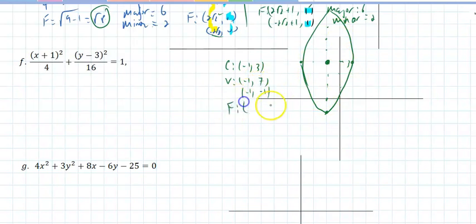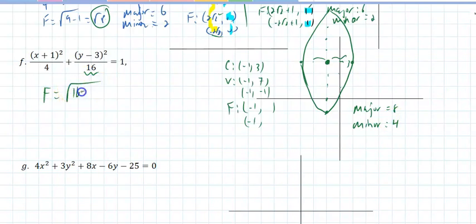The foci, I'll get those in a minute. They are at x equal negative 1. And the major and the minor. The length of the major axis is, you went 4 above, 4 below, that's 8 units. And the length of the minor axis, you went 2 units to the right, 2 units to the left, that is 4.